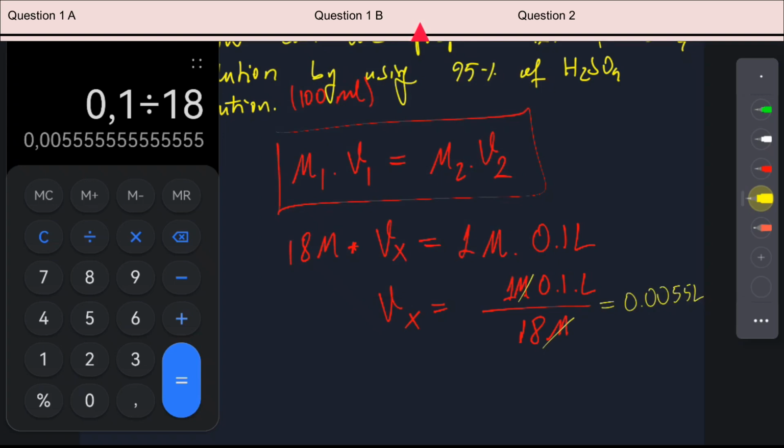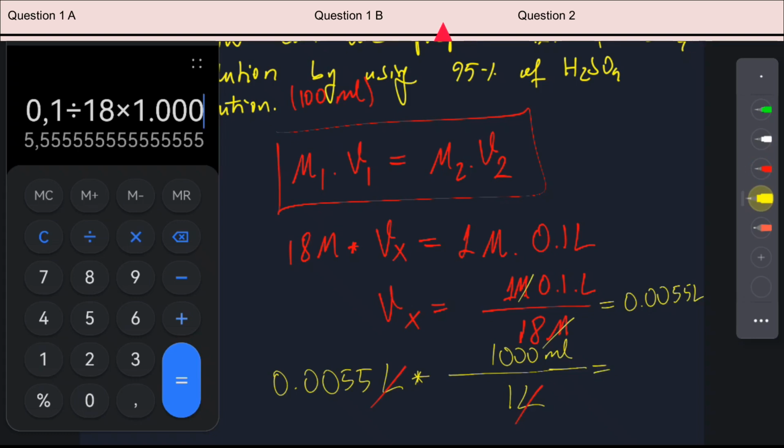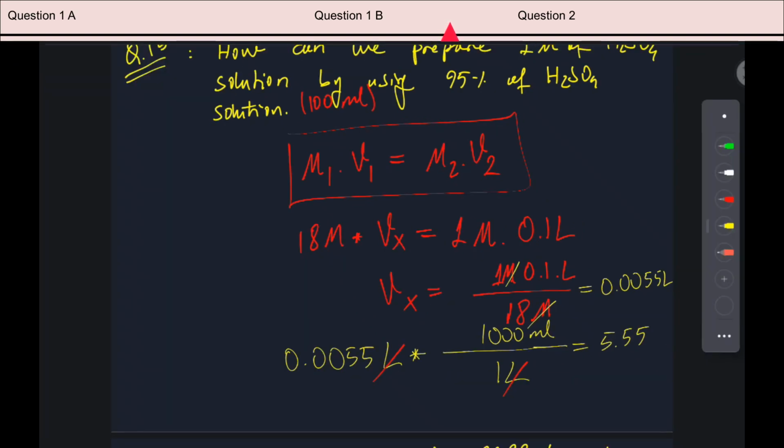So I want to convert to milliliter. It is simply 1000 milliliter equals 1 liter. Liters will cancel each other, and we need 5.55 milliliter of H2SO4.